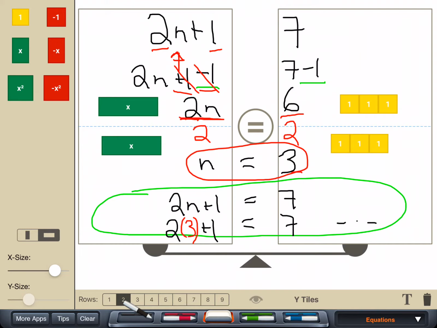Now, my right side is already simplified. It's already a 7. So I'm going to go ahead and simplify the other side here. So I've got 2 times 3, which is going to give me 6, but I still have plus 1. And in my next step, I see 6 plus 1 equals 7. So I have 7 on my left side. I have 7 on my right side. So that tells me that my answer is correct and that n indeed is 3.